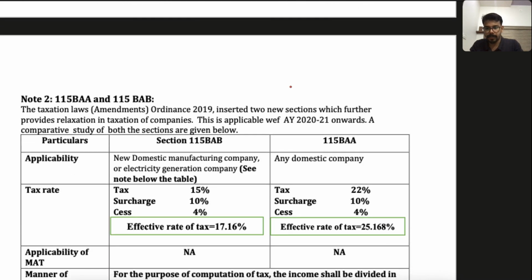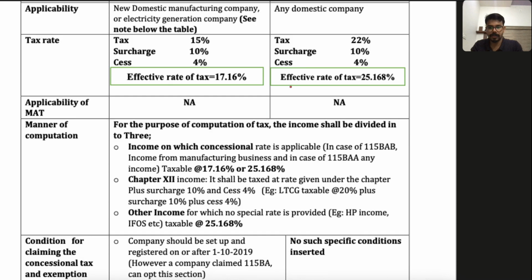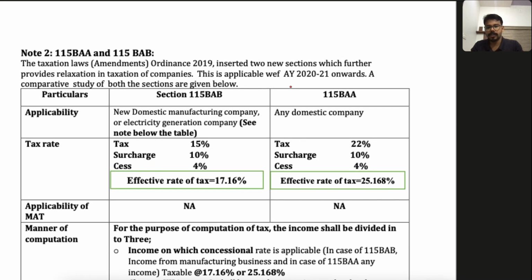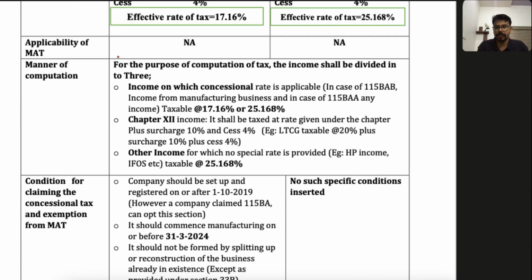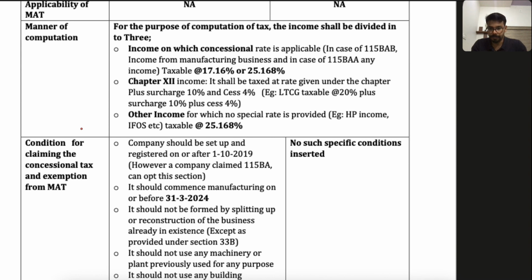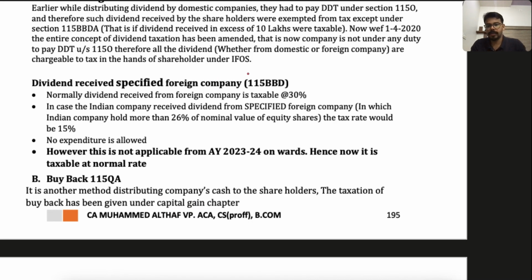Okay, and then another amendment is in 115BAA and 115BAB. I'm not going to explain what it is actually, but the amendment is that there is a condition for claiming this concessional rate, that it should have commenced manufacturing on or before 31/3/2024. So this is now extended to 31/3/2024.